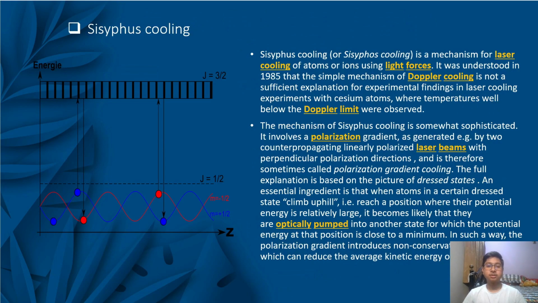Next is Sisyphus cooling. It involves a polarization gradient as generated by two counter-propagating linearly polarized laser beams with perpendicular polarization directions, and is sometimes called polarization gradient cooling. When atoms reach a position where their potential energy is large, it becomes likely that they are optically pumped to a state for which the potential energy at that position is minimum. In such a way, the polarization gradient light forces reduce the kinetic energy of atoms.